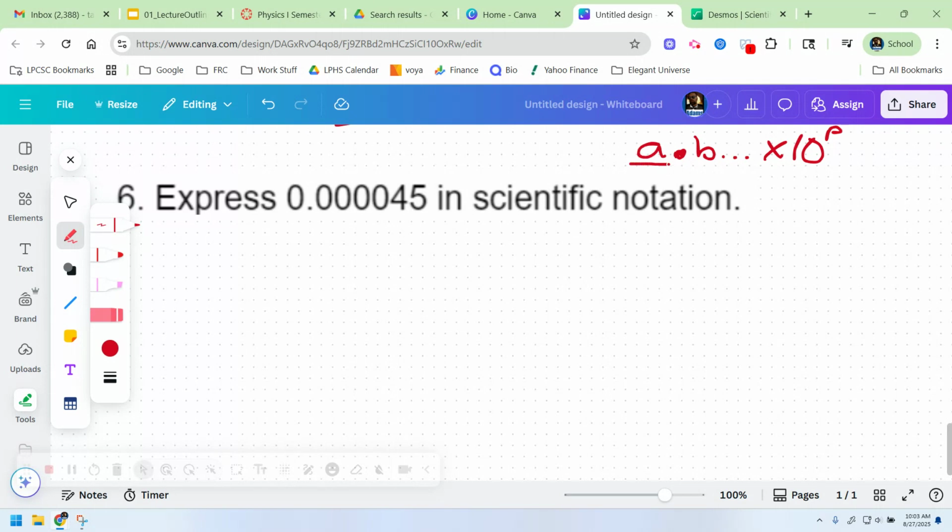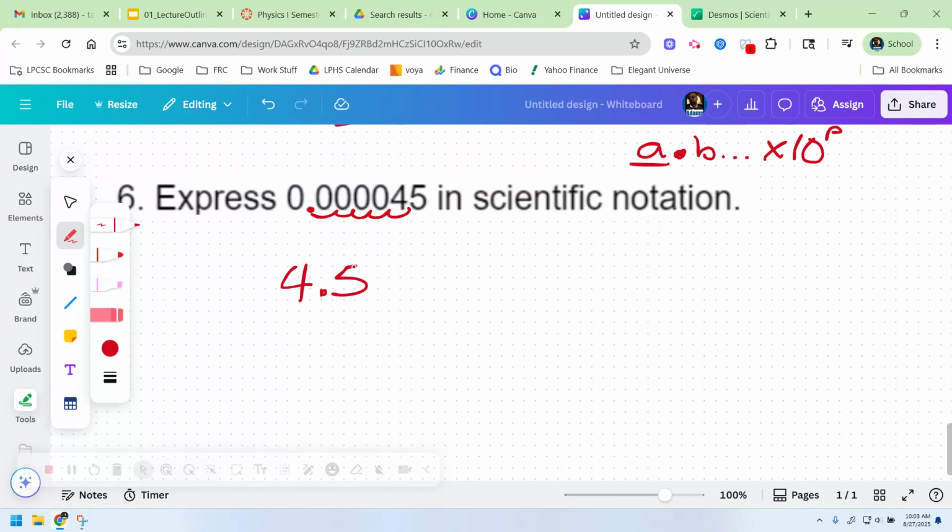There's only one digit in front of the decimal. So in order for me to write this in scientific notation, I have the decimal point here. What I want to do is move it over 1, 2, 3, 4, 5. Because what I really want is 4.5.